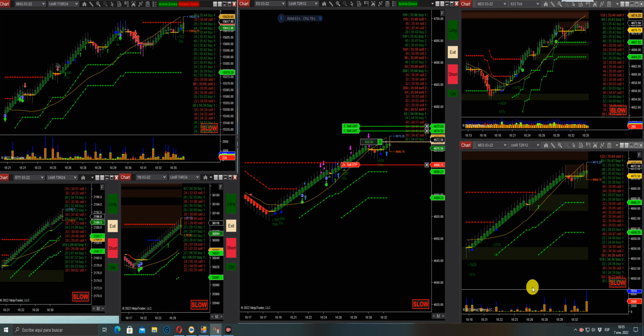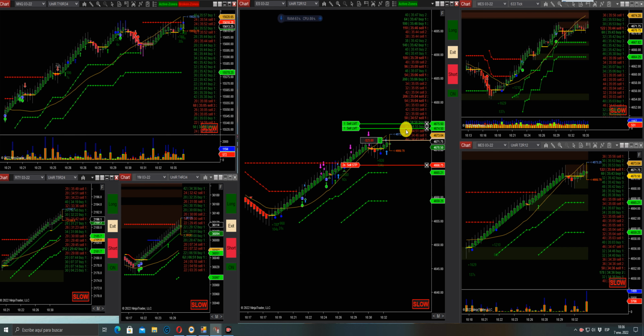Okay, guys. Here we go. Trying to get this long again. Got an imbalance pattern here to the upside. Nasdaq touched the ATR, and there it goes. But still wobbling too much. I think I'm gonna exit this trade. I don't want to have this.